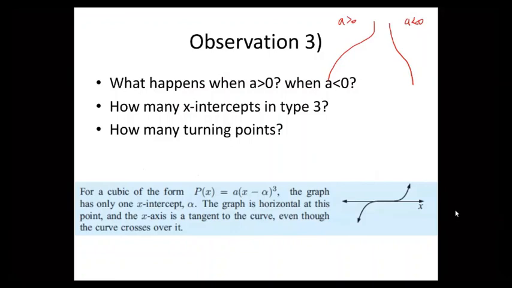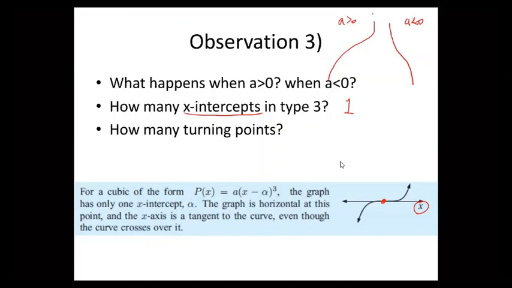How many x-intercepts did you have in this type? 1. Right, x-intercept means the meeting point between the x-axis and the polynomial curve. So only 1, right? How many turning points? 2.